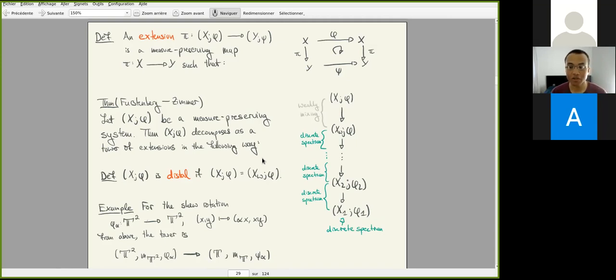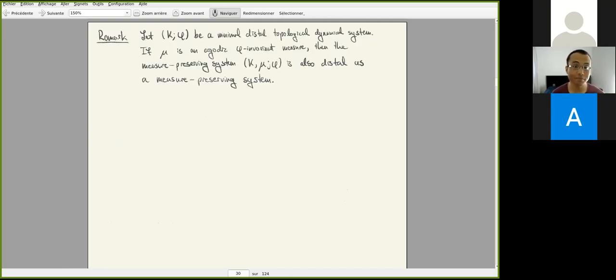Now, the question whether these two types of systems, distal systems in ergodic theory and distal systems in topological dynamics, are related is, of course, not a new question. One direction is very easy. If you start with a minimal distal topological dynamical system, and you have some ergodic measure which is invariant on this system, then you get a measure-preserving system by just endowing this topological system with this measure. And then one can show that this system is also distal as a measure-preserving system. This direction is not so hard.